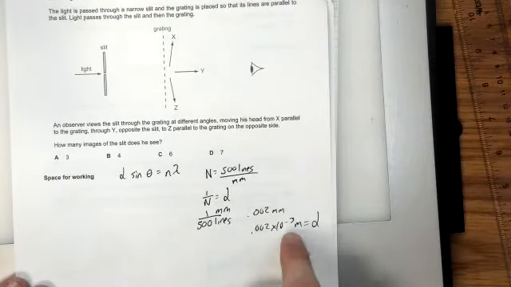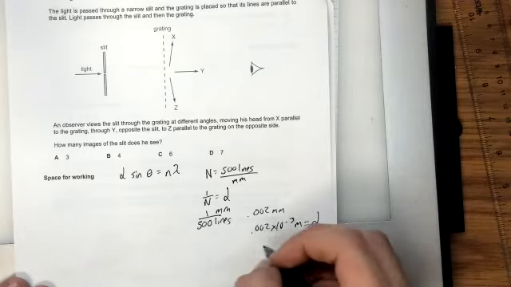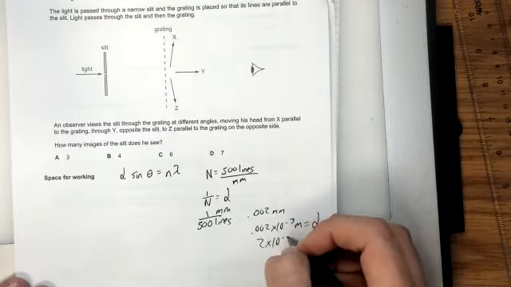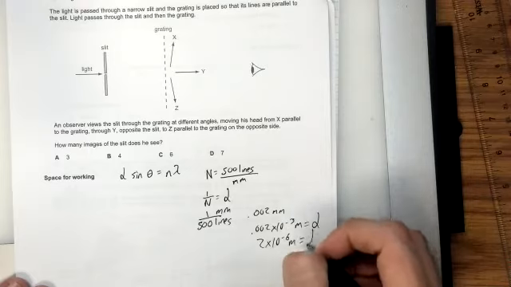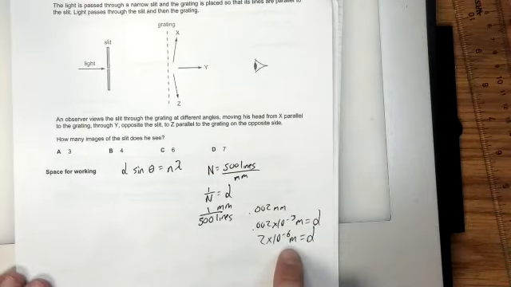So we could change milli to 10 to the negative 3. I could rewrite this 0.002 times 10 to the 3, so 2 by 10 to the negative 6, because this is 10 to the negative 3, 10 to the negative 3. So we got 2 by 10 to the negative 6 meters. That's how much distance is in between each slit in the diffraction grating.